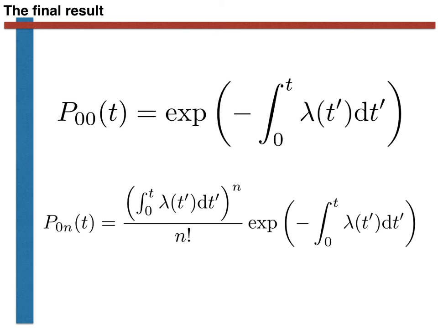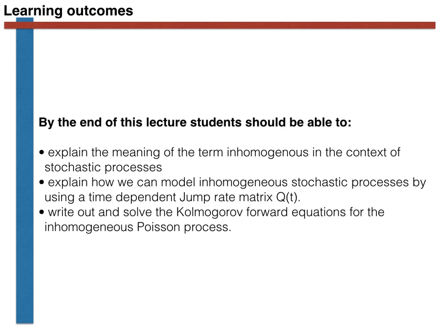With that then, let's just remind ourselves what the learning outcomes for this video were. Hopefully, having watched this video, you are now able to explain the meaning of the term inhomogeneous in the context of stochastic processes. You should be able to explain how we can model inhomogeneous stochastic processes by using a time-dependent jump rate matrix Q of t, and you should be able to write out and solve the Kolmogorov forward equations for the inhomogeneous Poisson process.